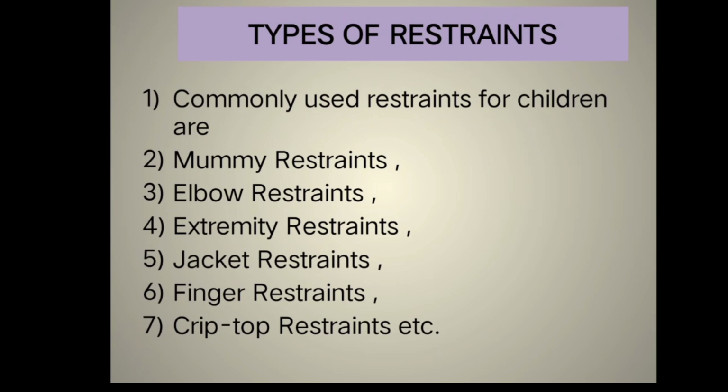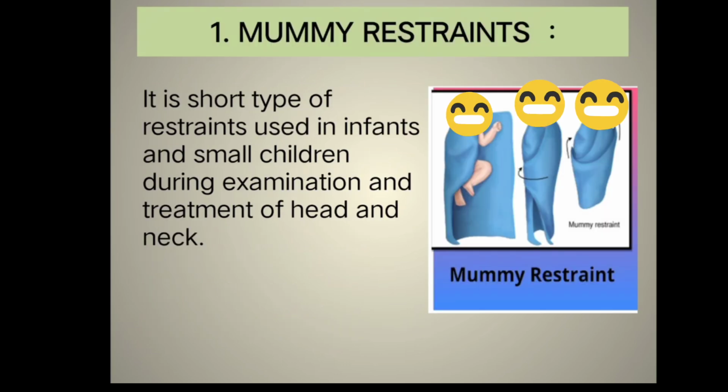We have to apply the restraints based on their conditions. The commonly used restraints for children are mummy restraints, elbow restraints, extremity restraints, jacket restraints, finger restraints, and crib top restraints. So these are some of the different types of restraints being discussed in this slide. We will be seeing each and every restraint, their purposes, and how the restraint is applied. So we will see first the mummy restraint.